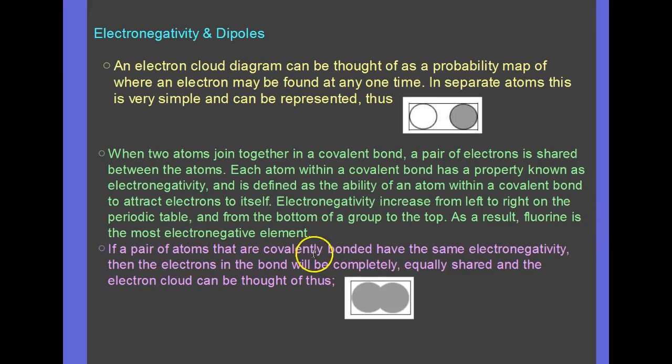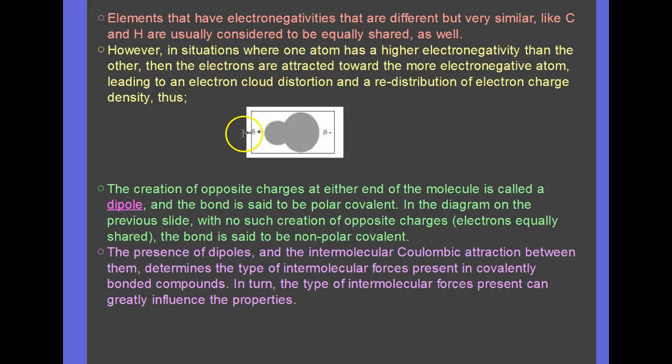If a pair of atoms that are covalently bonded have the same electronegativity, then the electrons in the bond will be completely equally shared, and an electron cloud could be thought of as this. Elements that have electronegativities that are different but very similar, like carbon and hydrogen, are usually considered to be equally shared as well. However, in situations where one atom has a higher electronegativity than the other, then the electrons are attracted toward the more electronegative atom, leading to an electron cloud distortion and a redistribution of electron charge density thus.